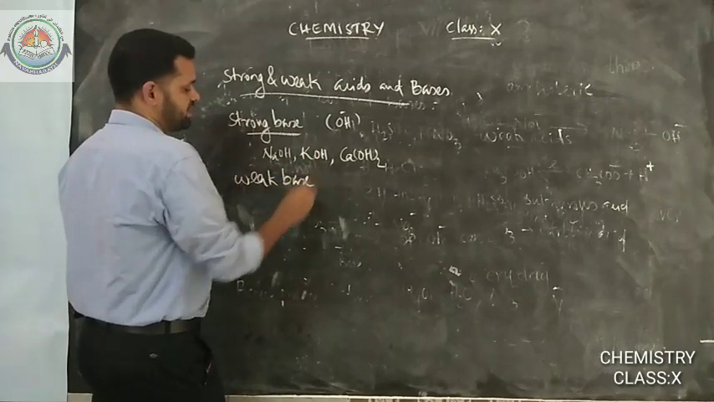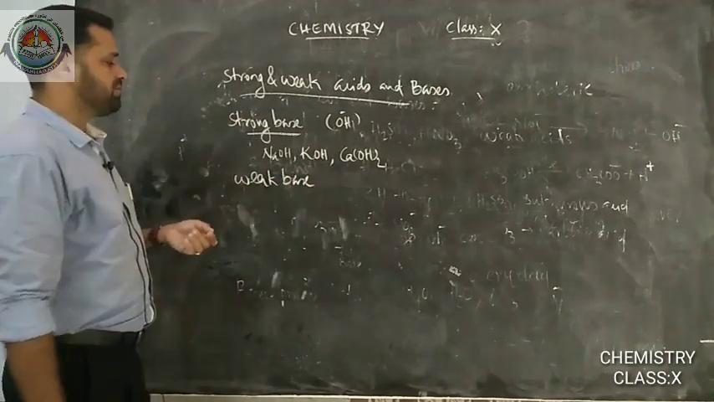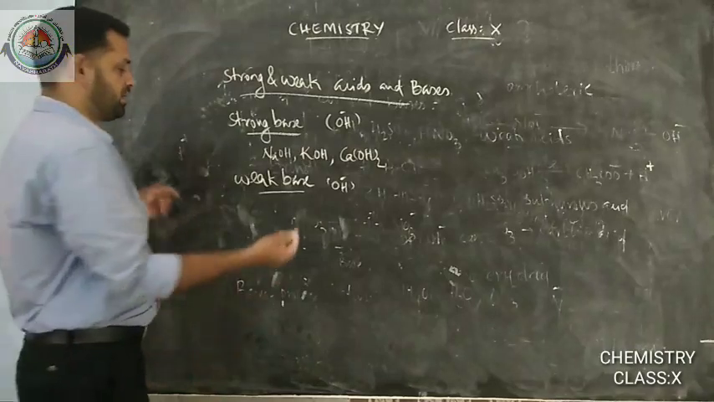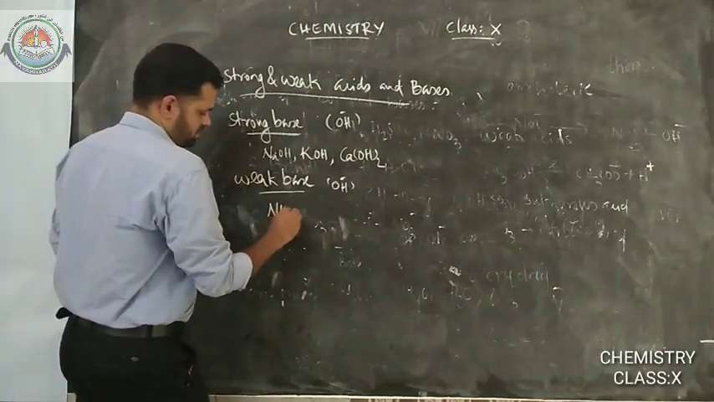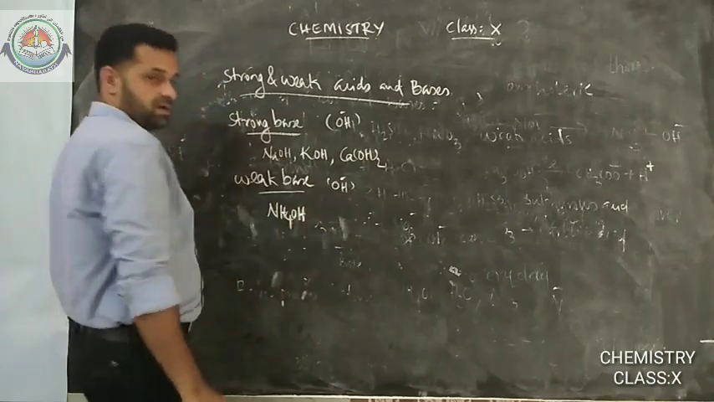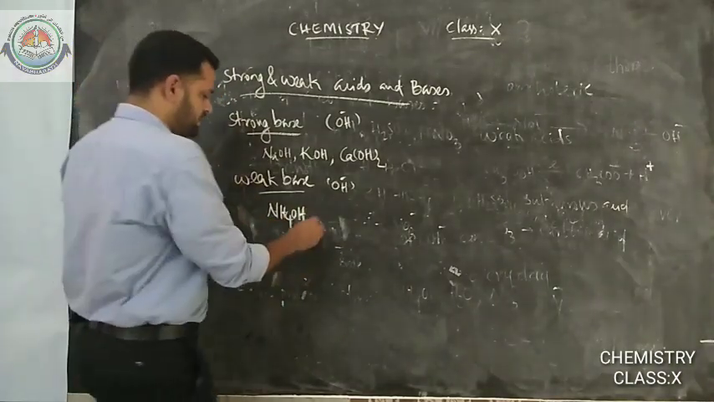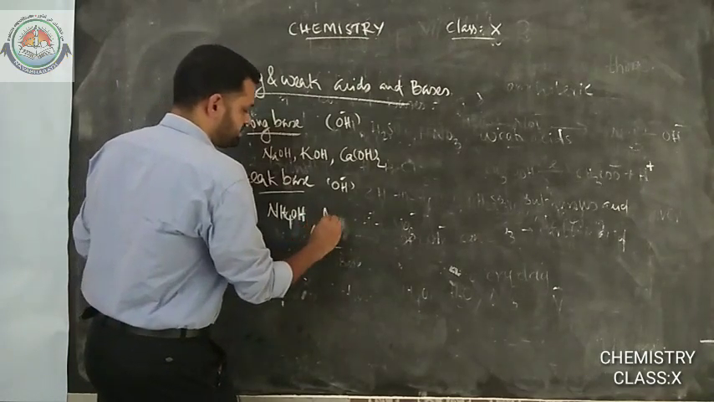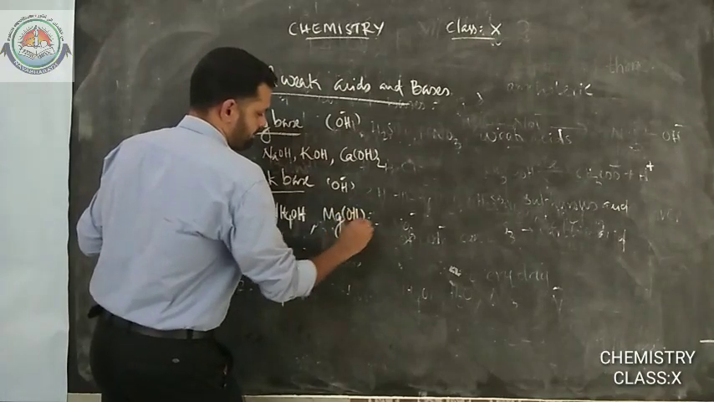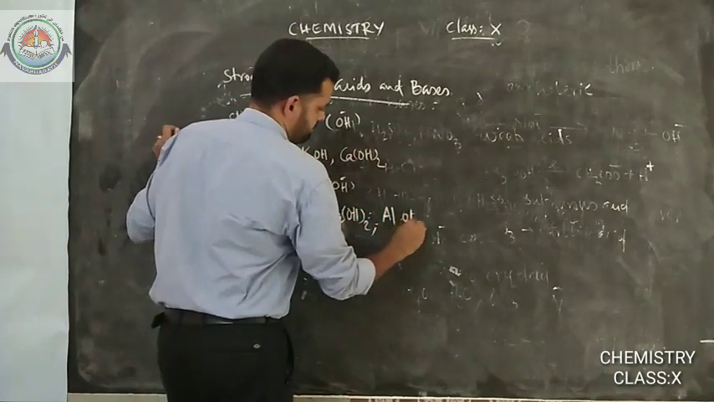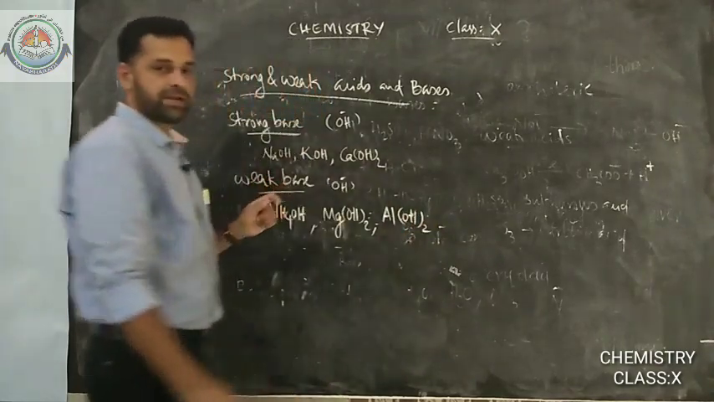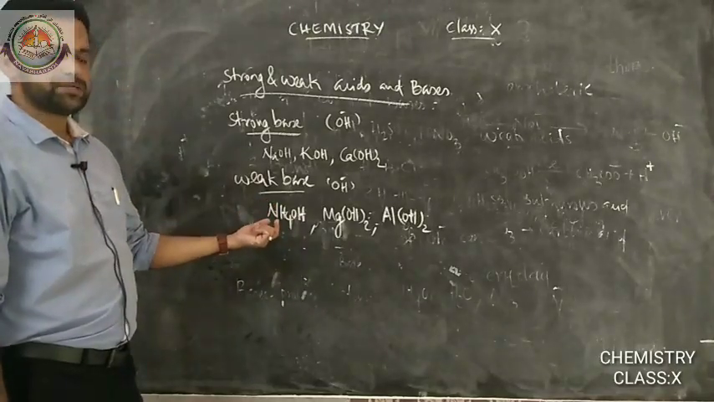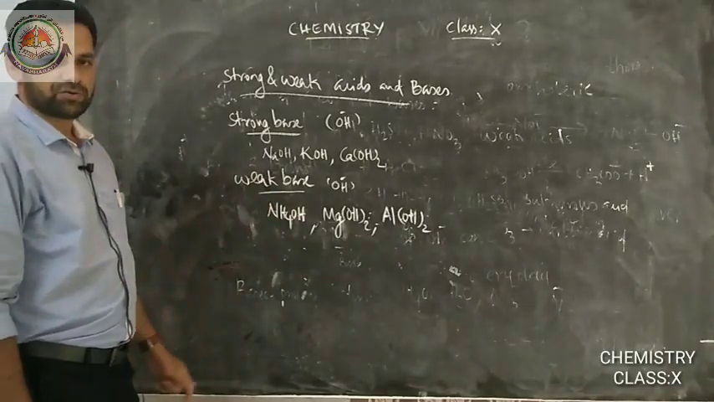And weak bases dissociate partially and give a lesser amount of OH minus ion. Example, NH4OH. What is this? Ammonium hydroxide. Then magnesium hydroxide, aluminum hydroxide, zinc hydroxide, etc. All these are weak bases because they undergo partial dissociation and give a lesser amount of hydroxyl ion.